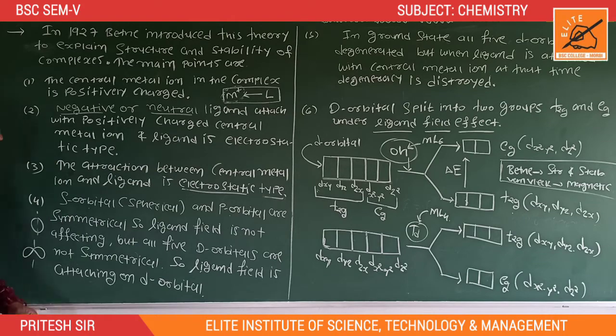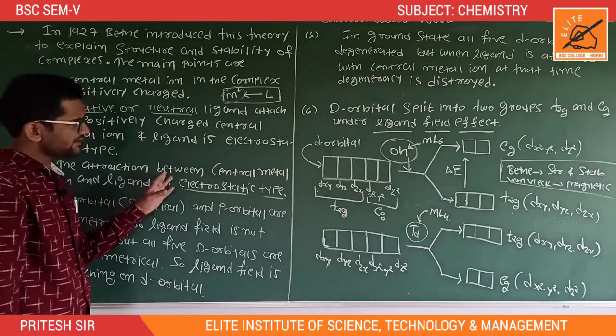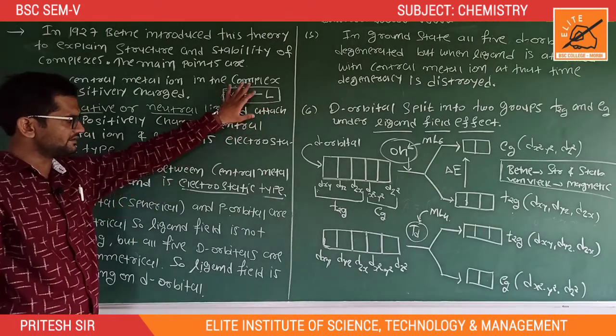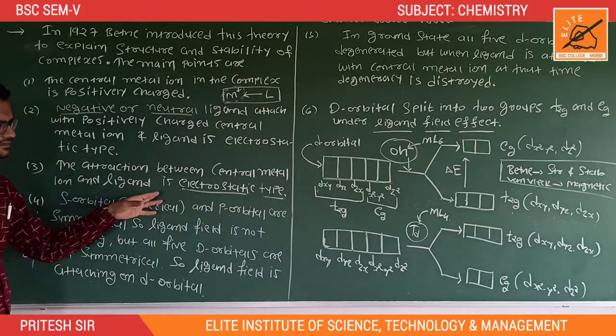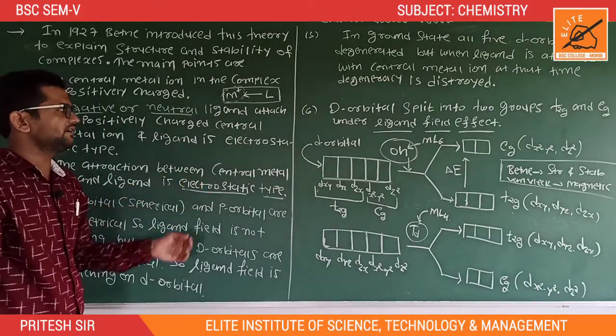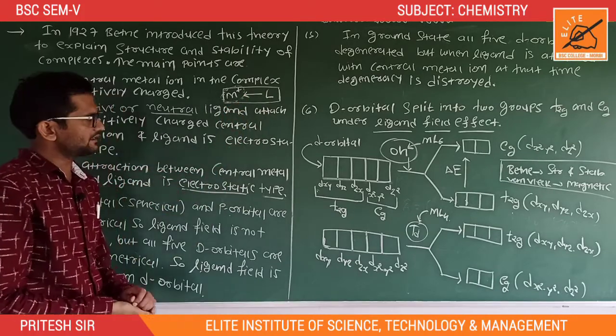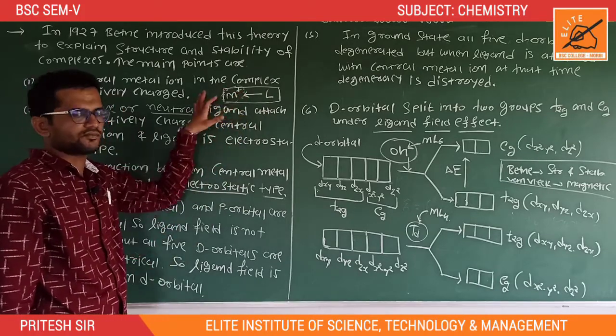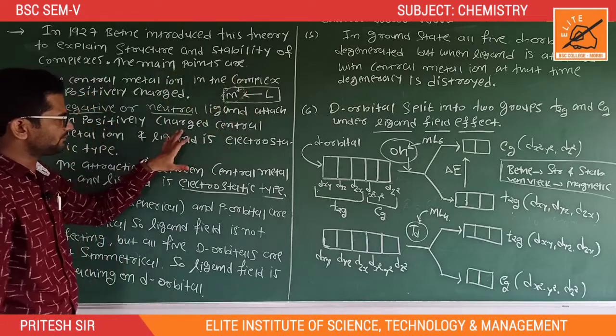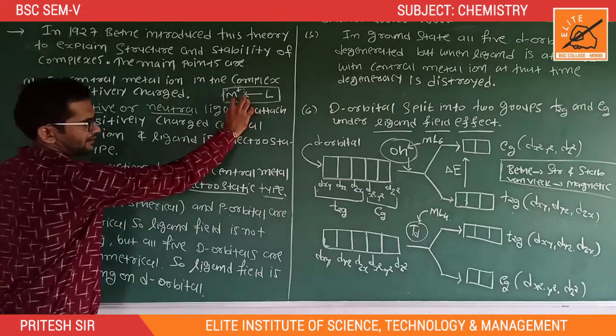Okay, so the third one is when the attraction between ligand and metal ion is electrostatic type. It means when the ligand comes closer to the metal ion, at that time an electrostatic field is produced around the metal ion. Okay, so these 3 points are for metal and ligand.